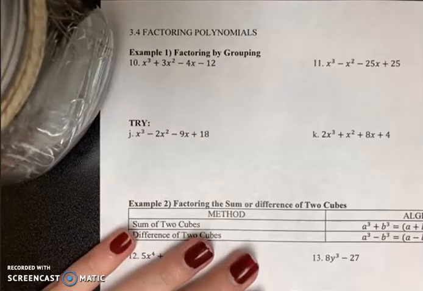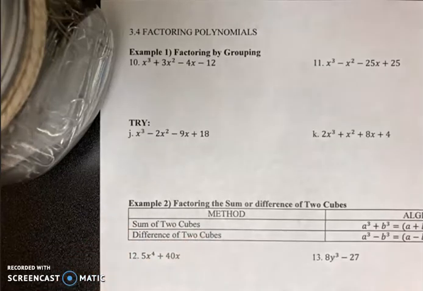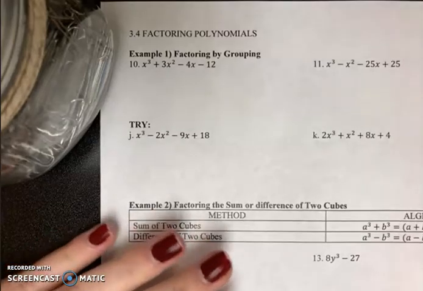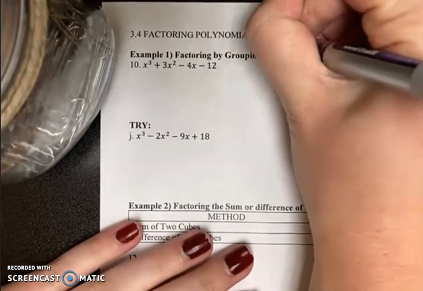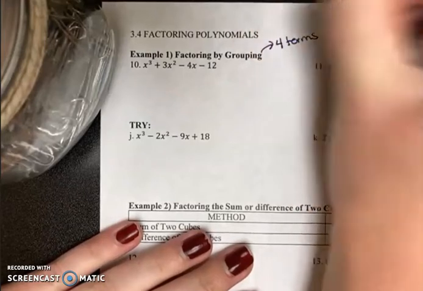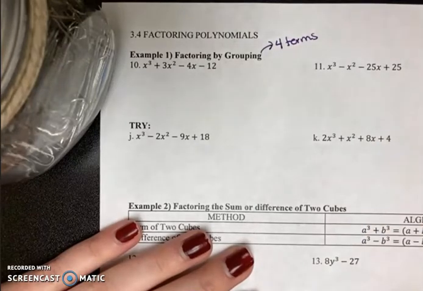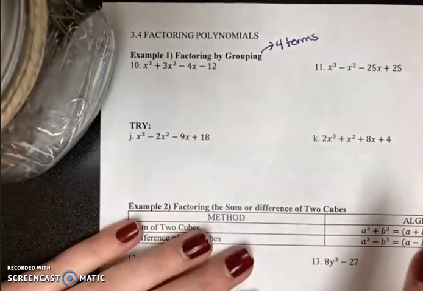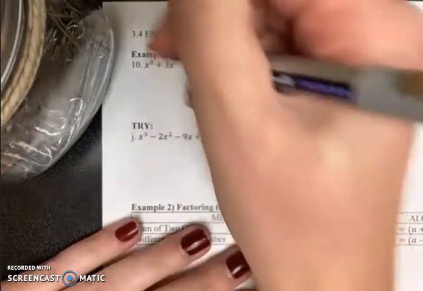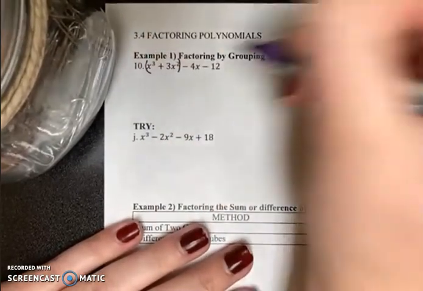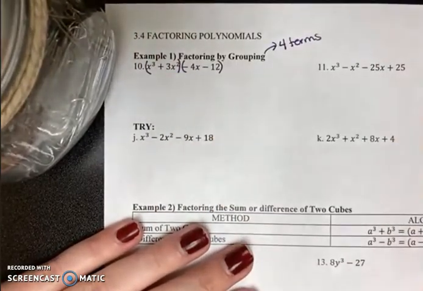Now you are ready to take a look at the new material. We are going to be factoring by grouping and also factoring the sum or difference of two cubes. When you factor by grouping, we're going to use this for polynomials with 4 terms. And it's called factoring by grouping because we're going to separate our polynomial into 2 different groups. We would put the first 2 terms together and then the second 2 terms together.